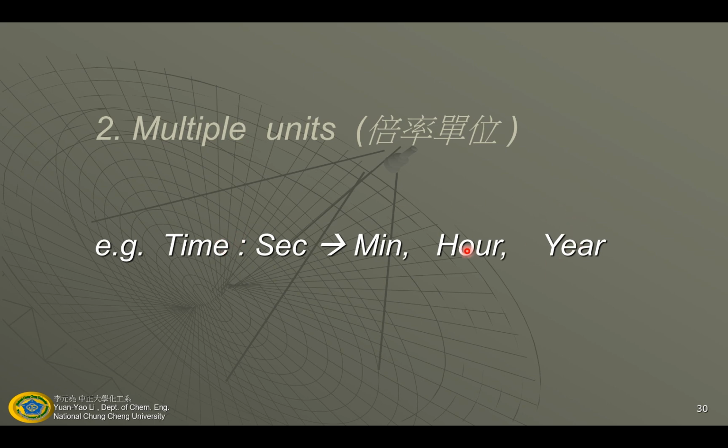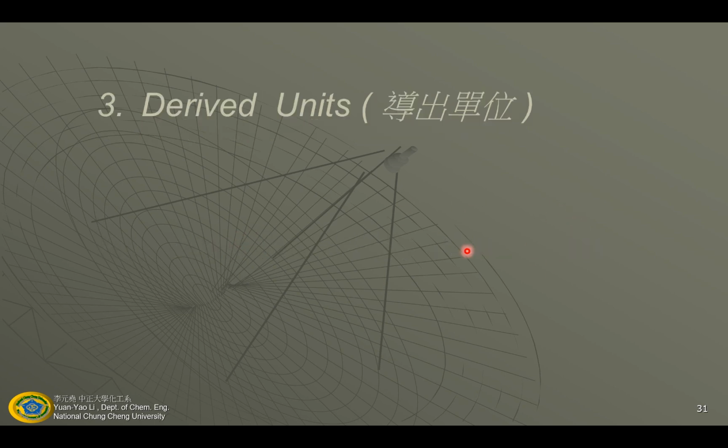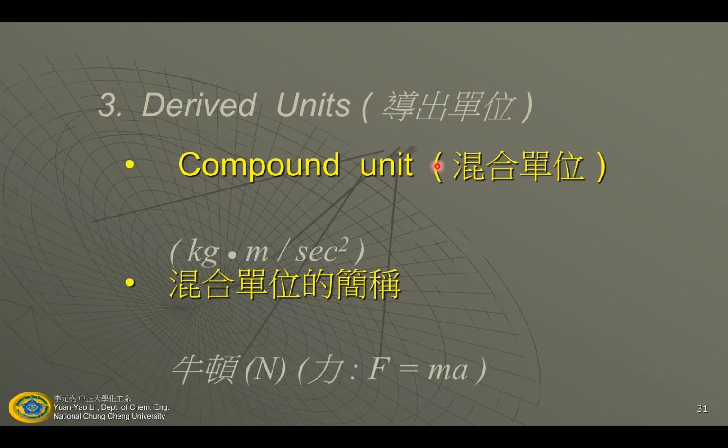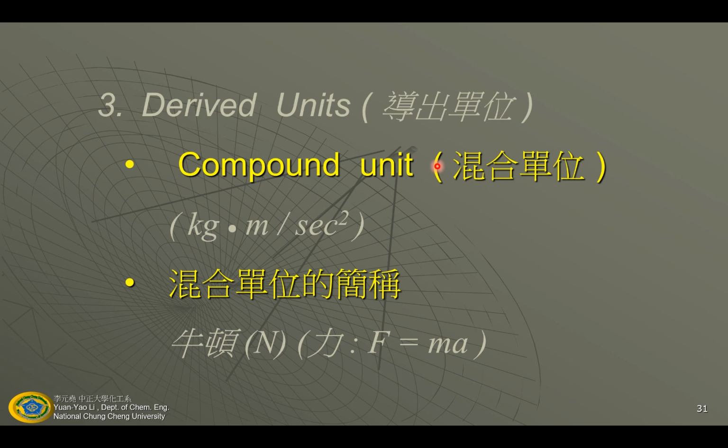They belong to the same dimension, right? Okay, number 3, derived unit. Oh, you already know what a derived unit is, which is a compound unit, a mix of the 7 base units, right? So this is base unit, base unit, base unit. So this is a mix of the 7 base units. Kilogram times meter divided by second square. So this is called a compound unit.